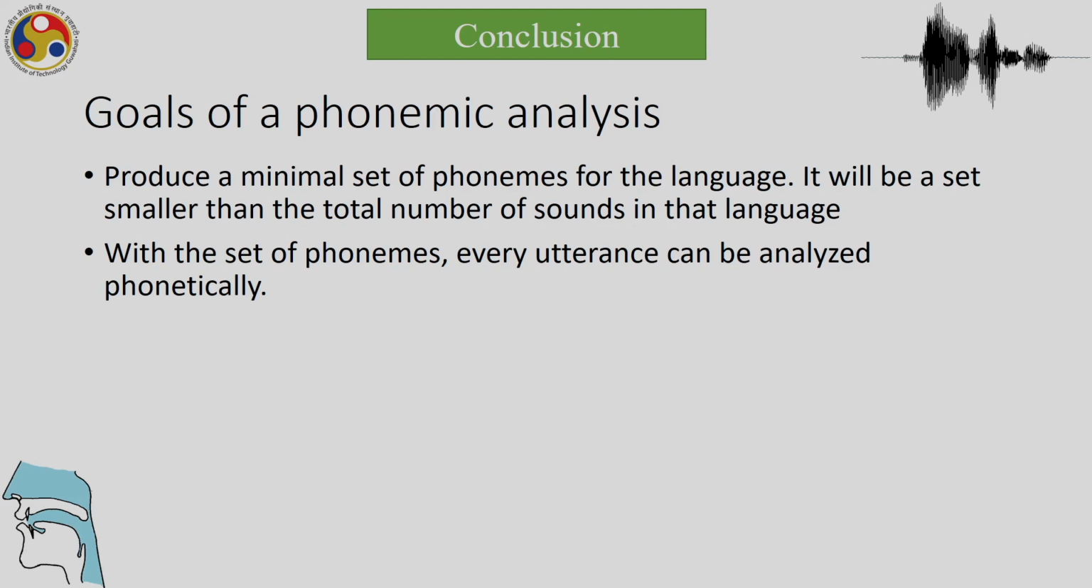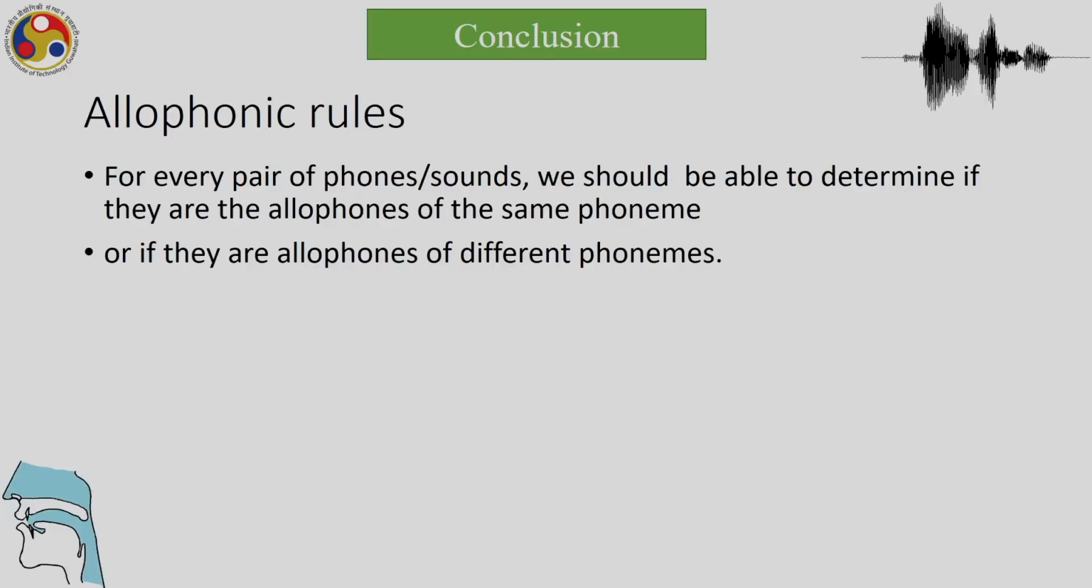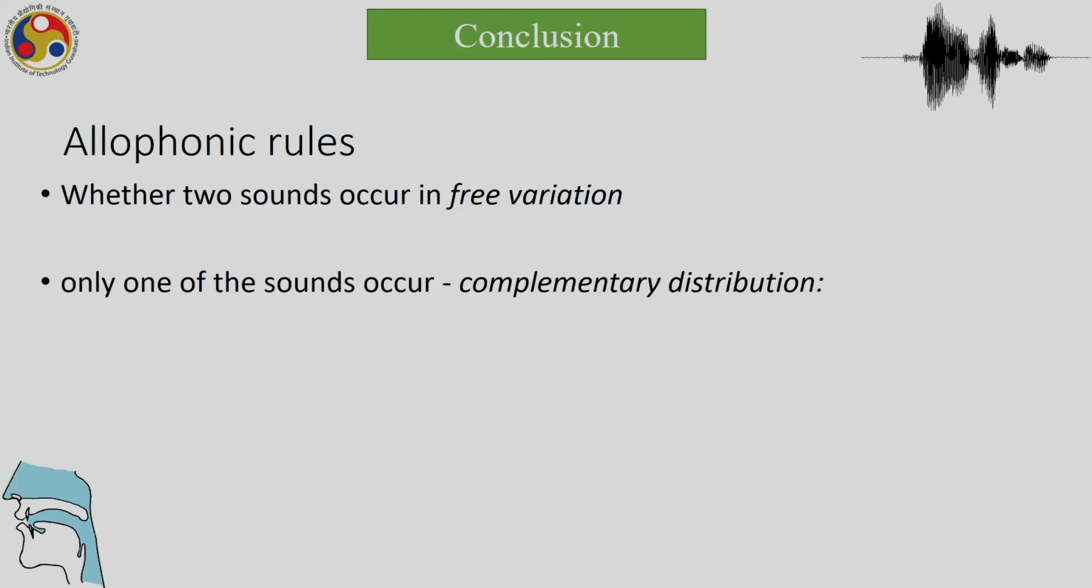So, once we have the phonemes and we understand the rules governing the occurrence of the phones, we can predict the environments in which a sound will change its shape. And for every pair of sounds, we may be able to determine if they are allophones of the same phoneme, or if they are allophones of different phonemes, and whether 2 sounds occur in free variation. As the name suggests, when 2 sounds occur in free variation, the variation cannot be expressed with rules. The variation is free, so it can occur in a context which cannot be described by a rule, but the meanings will not change.